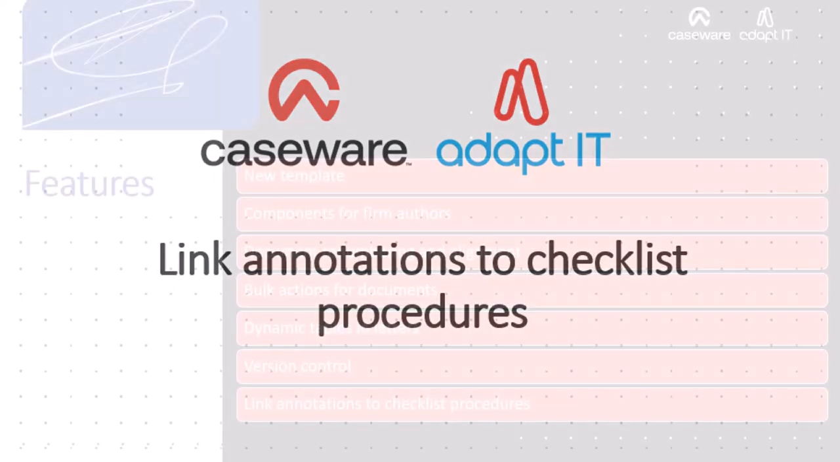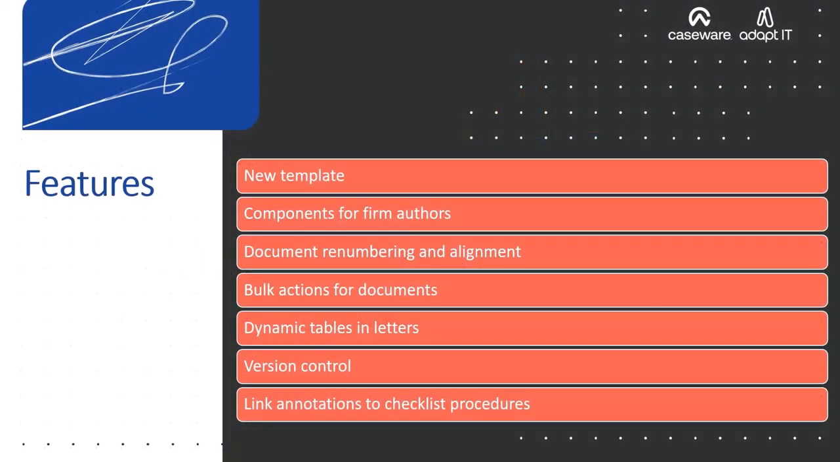Link annotations to checklist procedures. Users can now link annotations to specific checklist procedures instead of the checklist document as a whole. Users can select a specific procedure after they select a checklist document from the link drop-down. They can expand and collapse groups and procedures with sub-procedures to find the procedure they're looking for. The selected procedure displays in blue.